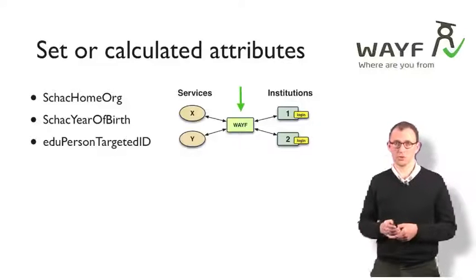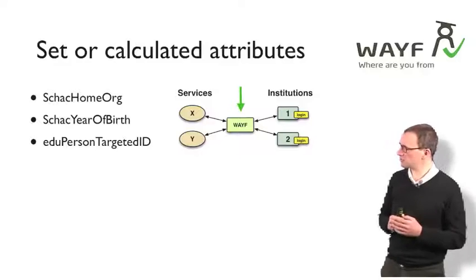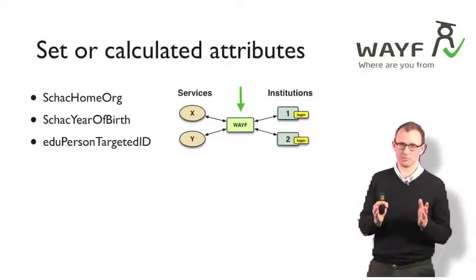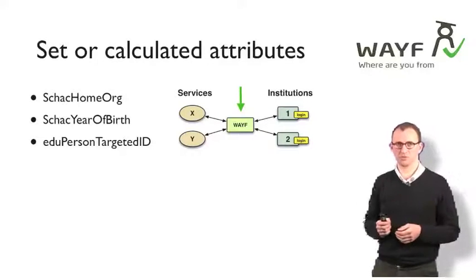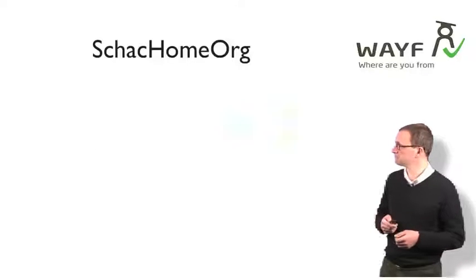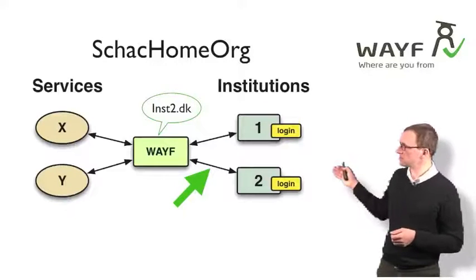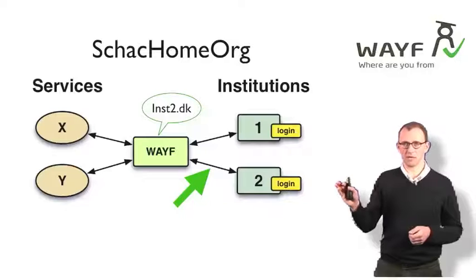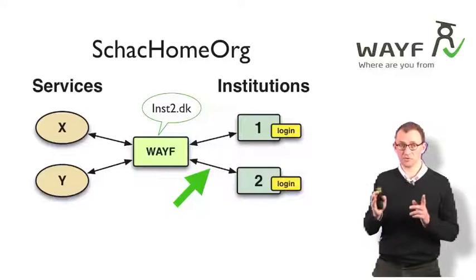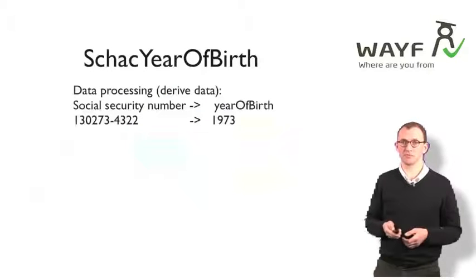Or we may generate an attribute like eduPersonTargetedID, which is a pseudonym, and you can see what pseudonyms are used for in one of the other presentations on this site. The Schac Home Organization, as I mentioned, is simply a statement about where the data came from. Very useful in many contexts and highly used by many service providers.